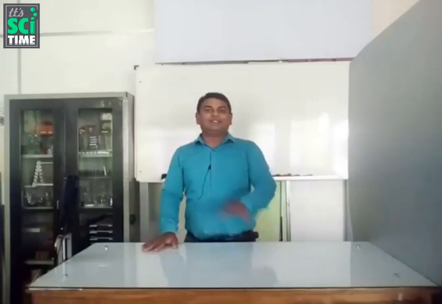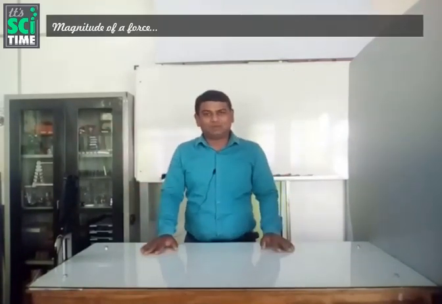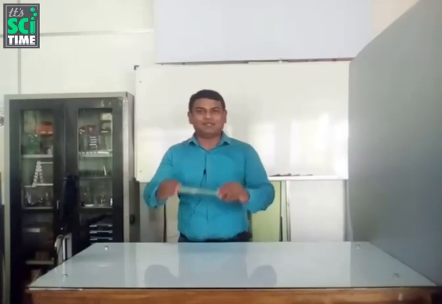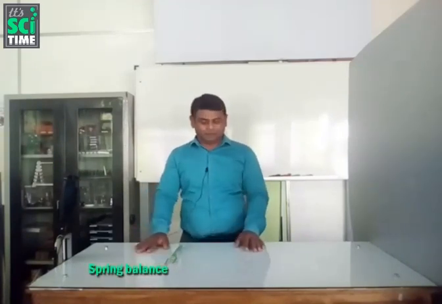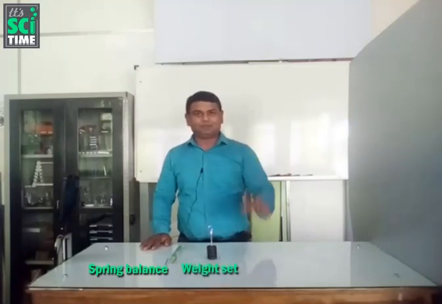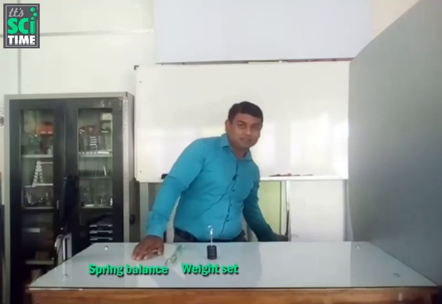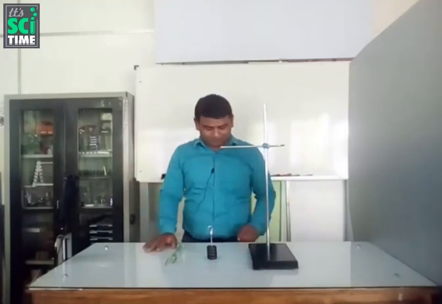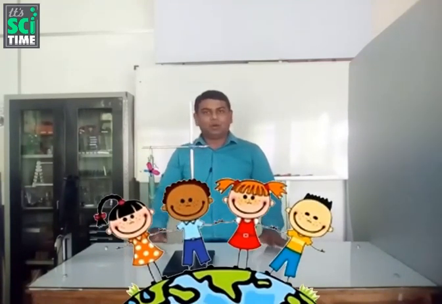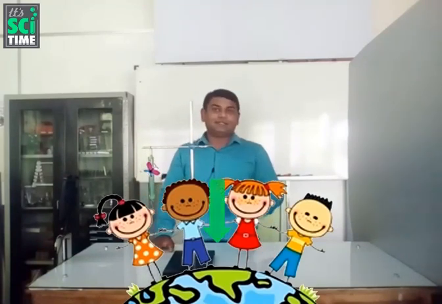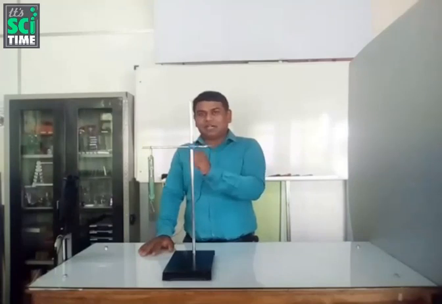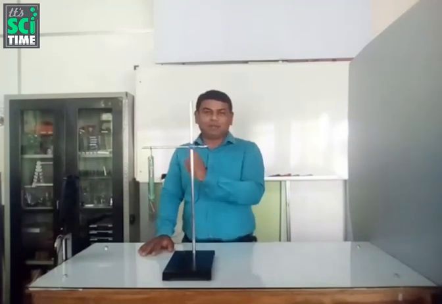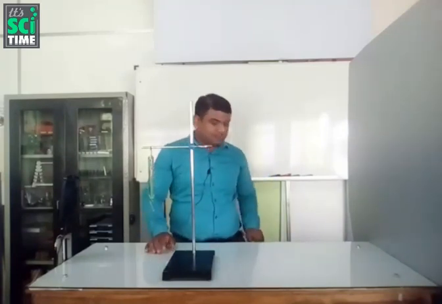Today's activity is finding the magnitude, or the size, of the force. To do this activity, we need three things. One, a force meter or spring balance, and a weight set. To hang this spring balance, we need a stand. Let's do the activity. We stand on the earth. Always there is a pull by the earth. That pull creates a kind of force called gravitational force. Force on an object we can measure by this.